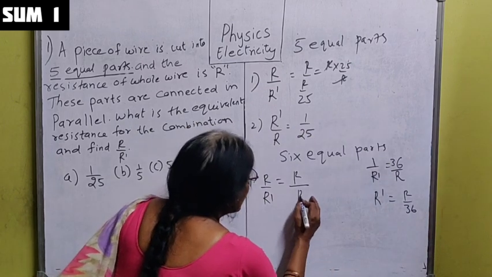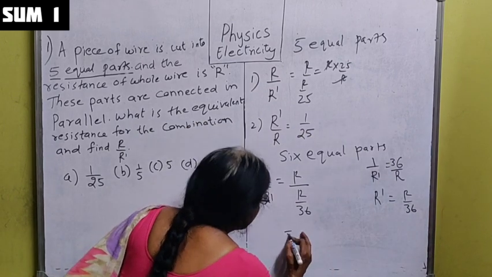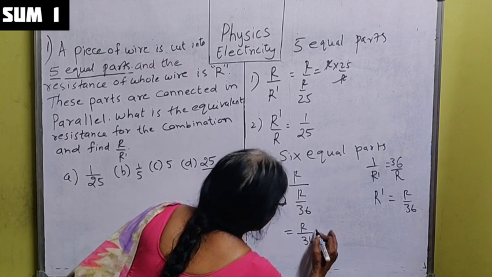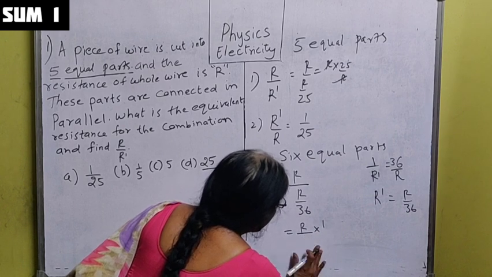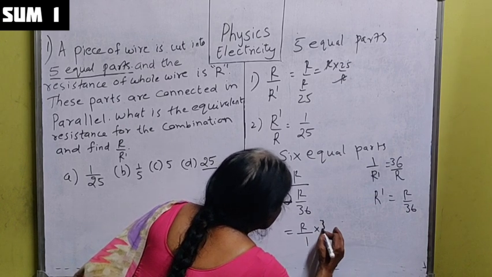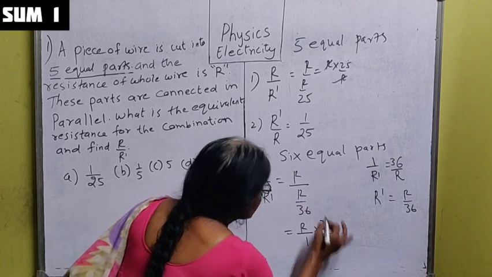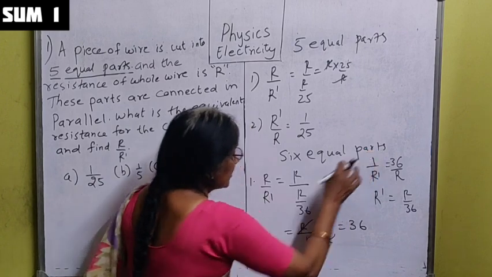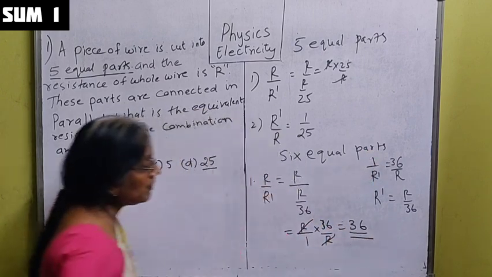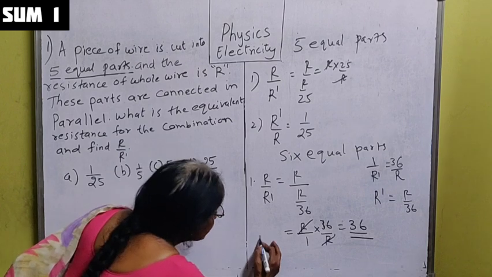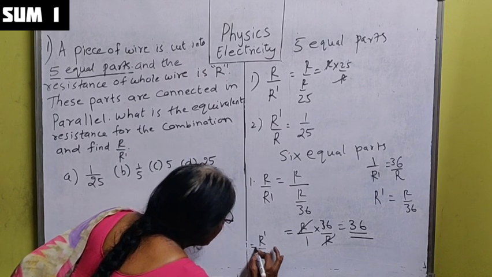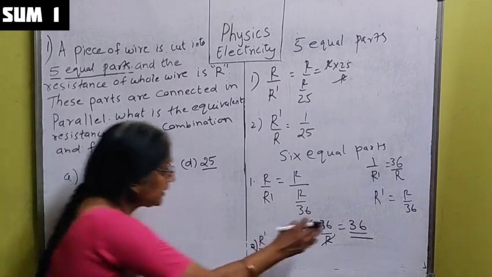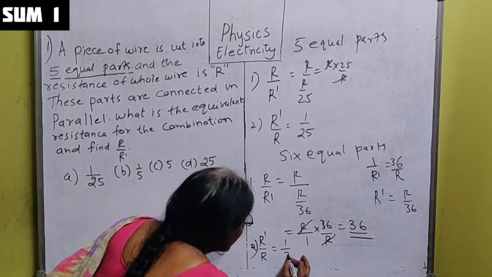So put that value R by 36. If I take the next step, R by R by 36 into 1, that is R by 1 into 36 by R reciprocal. This will become R and cancels, it will become 36. So when 6 equal parts are there, 6 sixes are 36, so 36 will be the answer. But if the second case is asked, R dash by R, the reciprocal. What is the reciprocal of 36? 1 by 36.